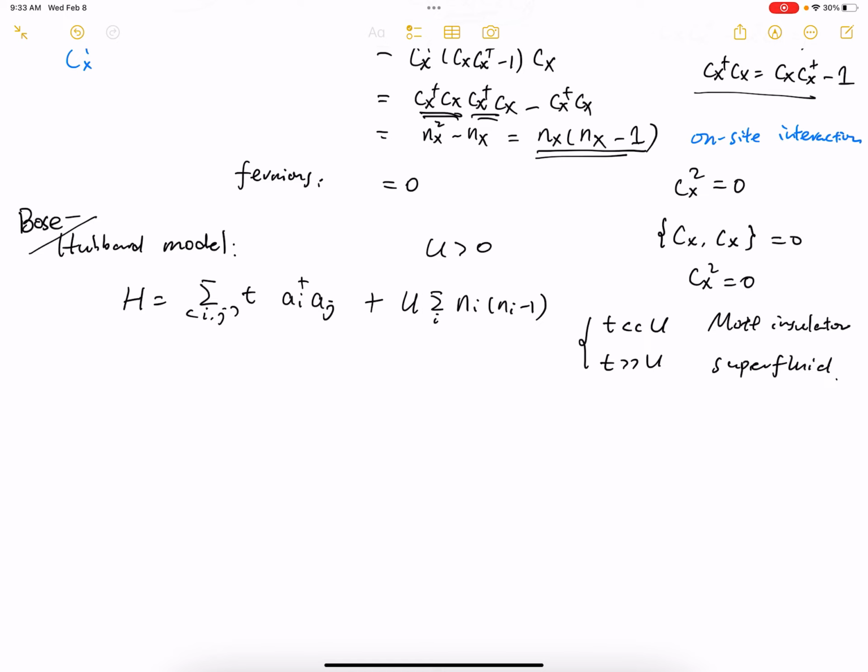And then you can see that if I tune this ratio of T over U, then I'm actually going to get a transition between these two very different phases. Right? One is that the particles can be everywhere. The other one is the particles just sit on their own lattice site and not moving. And there has to be a phase transition between the two. And that phase transition was actually first observed experimentally using quantum simulation.